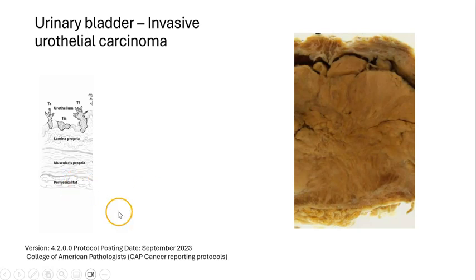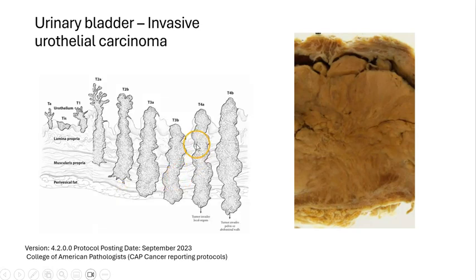Here is a diagram taken from the College of American Pathologists' Cancer Reporting Protocols, showing the layers of the bladder wall. So we have the mucosa, the lamina propria. There is a very thin layer of smooth muscle here, and the lamina propria is deep to that. And then we have the very thick muscularis propria layer, and finally the perivesical fat. So this is how we stage invasive urothelial carcinoma in the bladder.